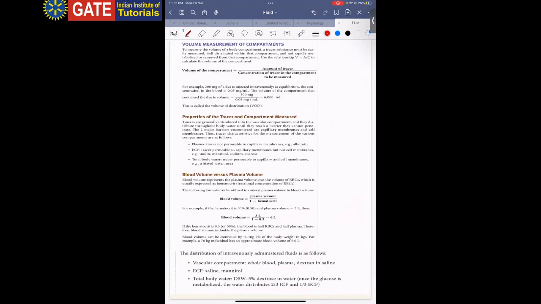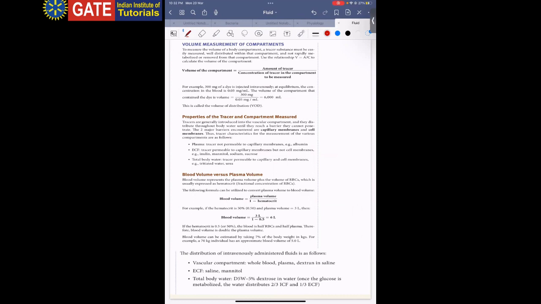Now let's talk about how do you measure the volumes of the different compartment of the body. So if you want to measure the volume of a particular compartment of your body, you need a tracer, a substance, that which you give, it will get distributed in that entire compartment. And it is not either metabolized or removed from the particular compartment. And it is easy to measure the amount of the substance that will be distributed in that compartment. So first you need a substance that is easy to measure, it will be distributed equally, and it is not rapidly removed from that compartment.